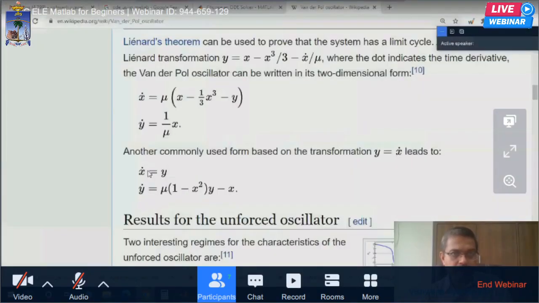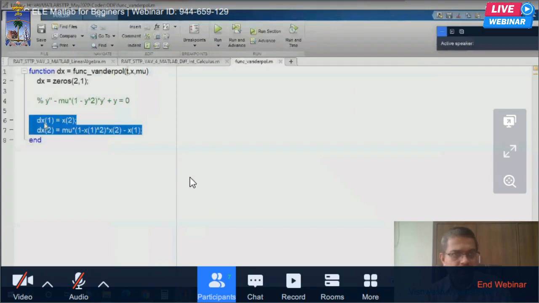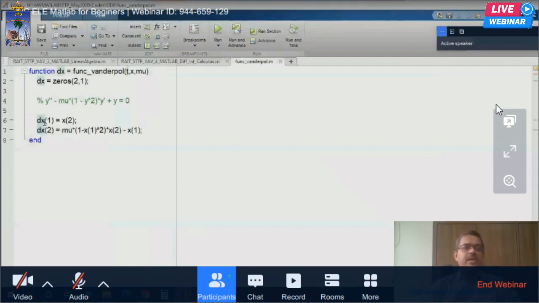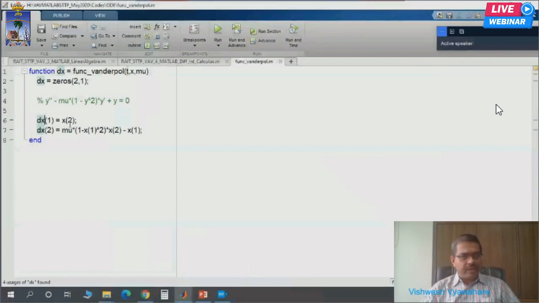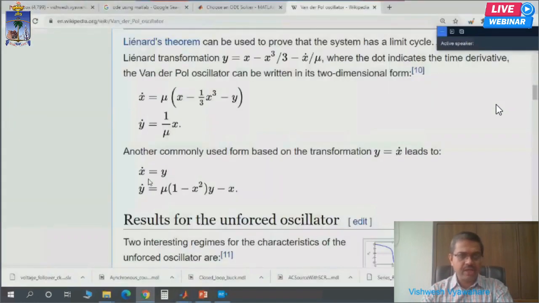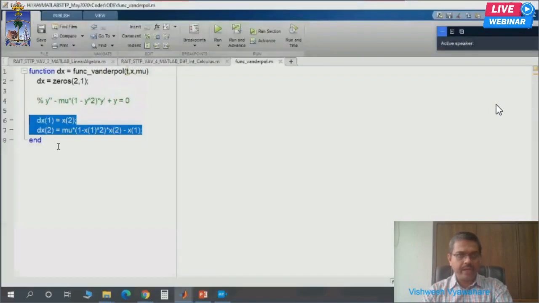Wikipedia page. So x dot equals y and y dot equals mu into 1 minus x square into y minus x. You see this? So x1 is my first variable, so dx1 is equal to x2 and dx2 is equal to mu into 1 minus x square into y minus x. This set of differential equations and that set exactly match. Now you want to solve this differential equation.